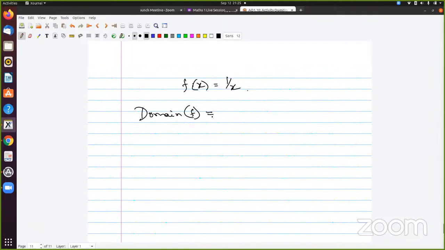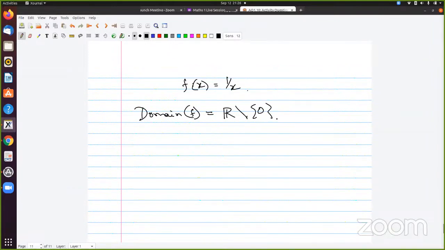All real numbers except 0, from negative infinity to infinity. We cannot give 0 as an input, because 1 by 0 is not defined, correct? So for this, the domain is R minus 0. Is it clear? Yes, sir.